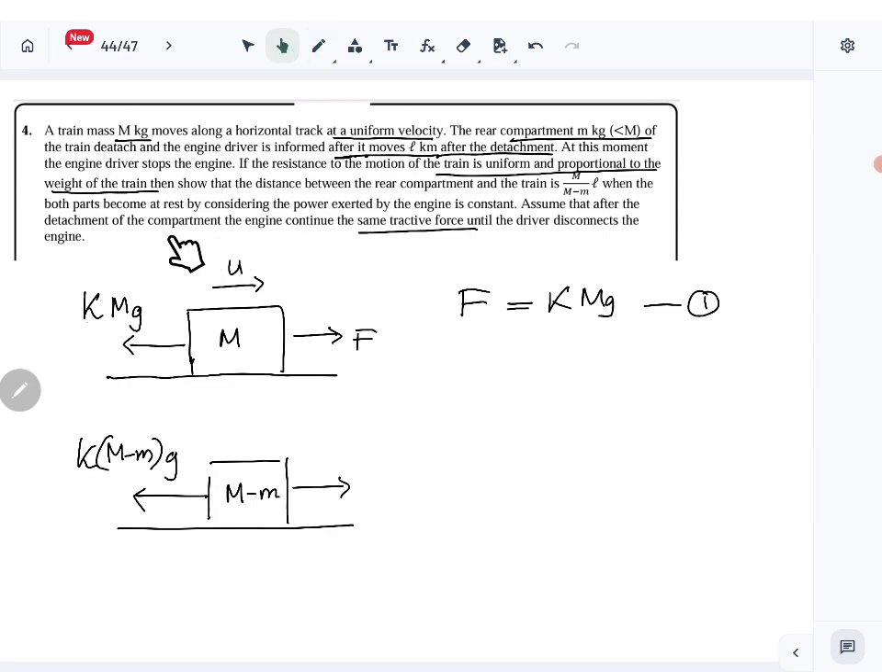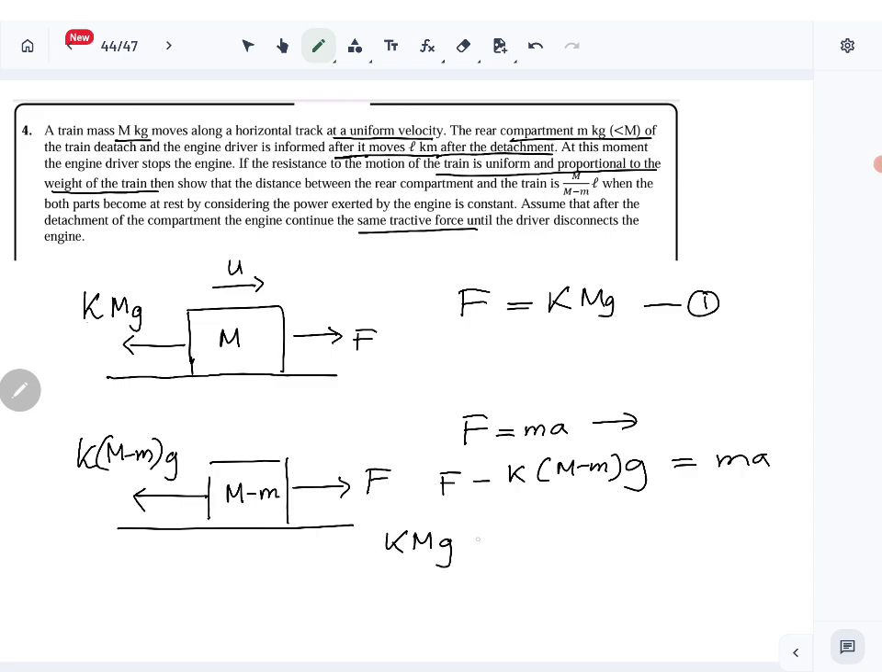And even after the detachment, they say the tractive force is the same, so same capital F. Now this force is greater than the resistance. Therefore, now it has acceleration. So let's find the acceleration by applying F equals ma in this direction. So capital F minus the resistance equals ma. Capital F is the tractive force, this.